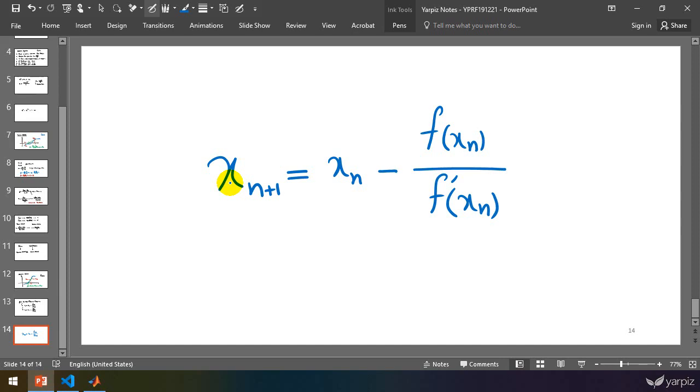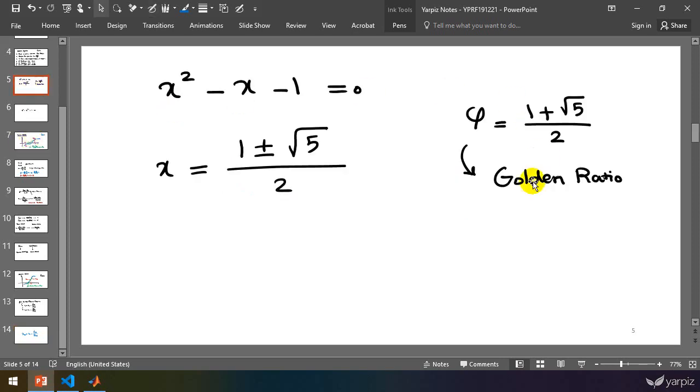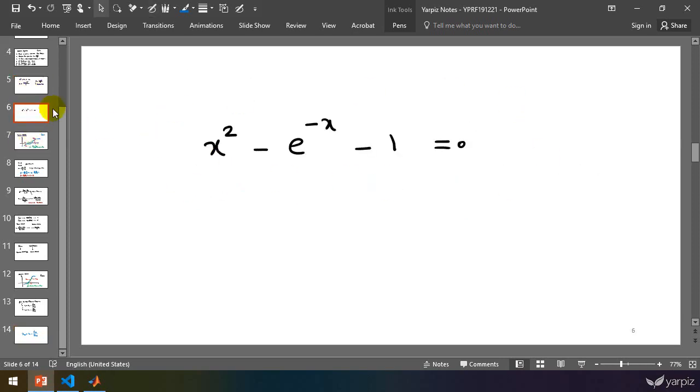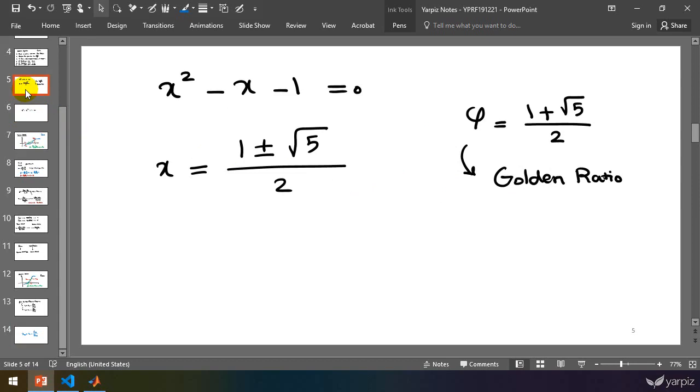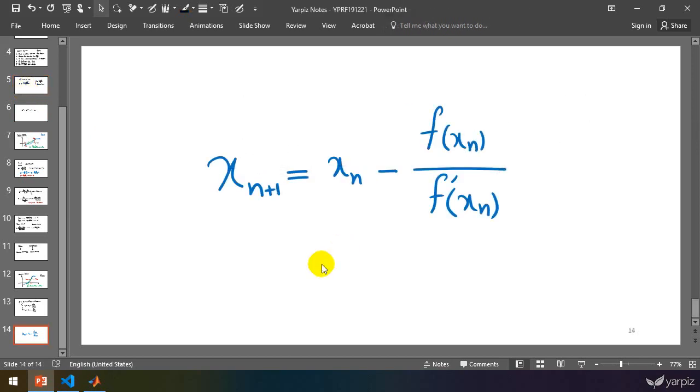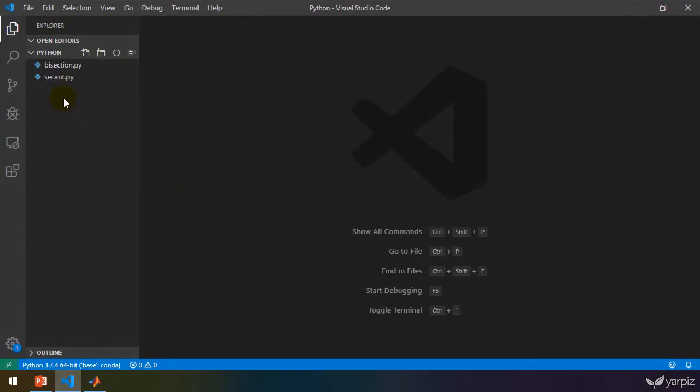Okay, I'm going to implement this method to solve previously solved equations. One of them is this, and the other is this. First, let's use Newton's method to solve this equation, and I'm going to start with Python to implement Newton's method. Okay, let's start with the Python implementation of Newton's method.